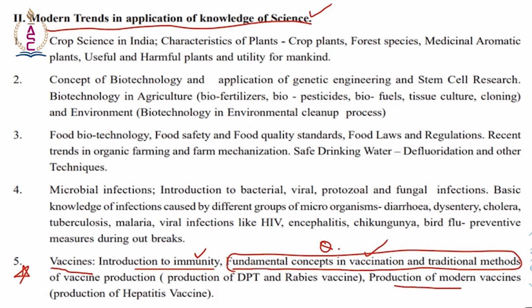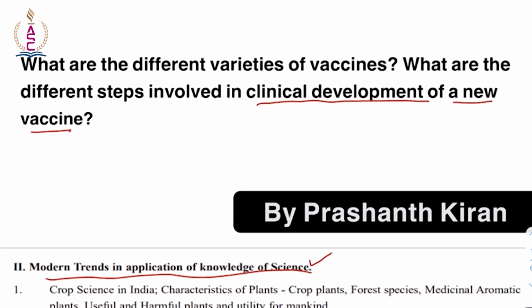And production of modern vaccines. So you need to know traditional methods, modern vaccine methods, and production of the hepatitis vaccine. All the words in the syllabus must be covered very thoroughly. I am Prashant, and let's try to look into what can be the answer for this question.